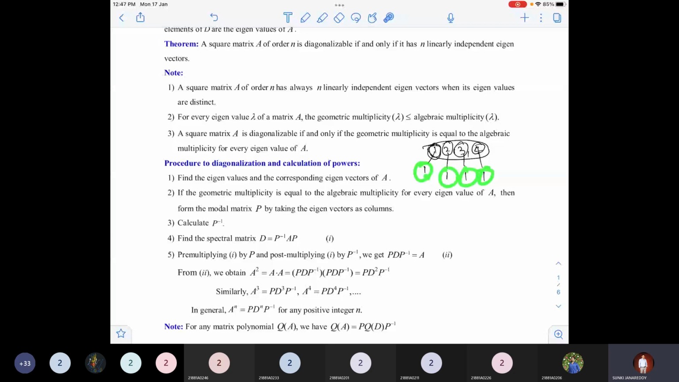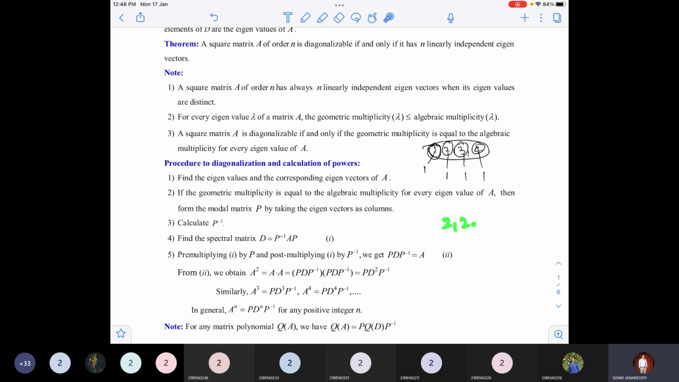For each of these we get only one eigenvector, so the geometric multiplicity of 1 is 1, of 2 is 1, of 3 is 1, and of 4 is 1. Here the algebraic multiplicity is equal to the geometric multiplicity, so diagonalization is possible for these.